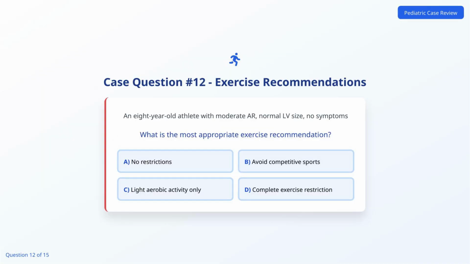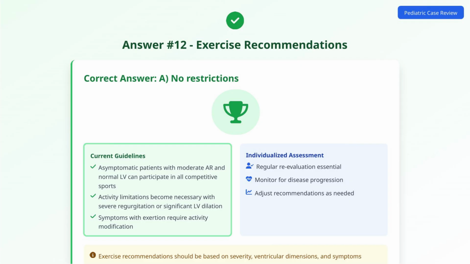An 8-year-old competitive athlete has moderate aortic regurgitation with normal left ventricular size and no symptoms. What is the most appropriate exercise recommendation for this patient? Is it A, no restrictions, B, avoid competitive sports, C, light aerobic activity only, or D, complete exercise restriction? The correct answer is A, no restrictions.